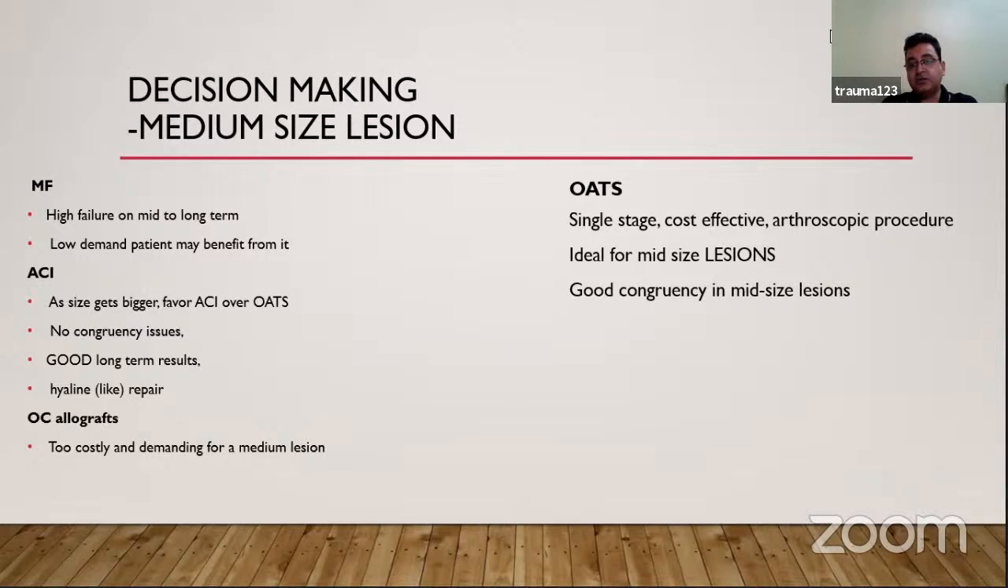So deciding in a medium-sized lesion: microfracture has a high failure rate, and in low-demand patients it can benefit. OATS is a single-stage, cost-effective arthroscopic procedure, ideal for mid-sized lesions. As the size gets bigger, favor ACI over OATS because there is no congruency issue, and it has good long-term results and gives a hyaline repair.